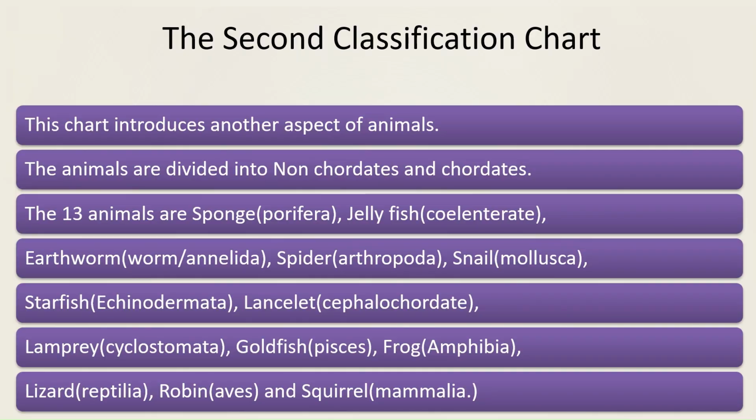The second classification chart, as I said earlier, introduces another aspect of animals. The animals are divided into chordates and non-chordates. The 13 animals are sponge, for porifera, jellyfish for coelenterate, earthworm for the worms and annelida, spider for arthropoda, snail represents mollusca, starfish represents echinodermata, lancelet is for cephalochordate, lamprey is for cyclostomata, goldfish for pisces, frog for amphibia, lizard for reptilia, robin for aves and squirrel for mammalia.